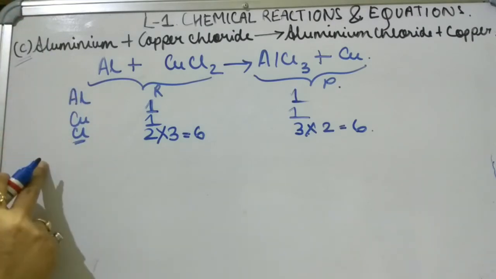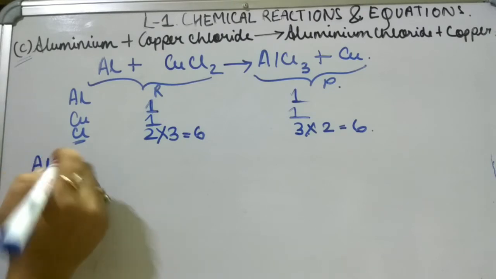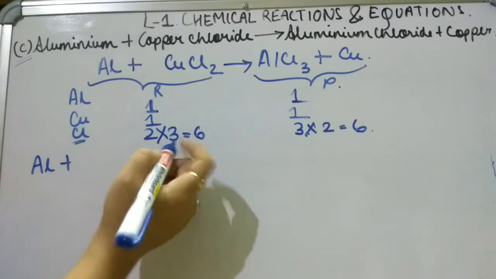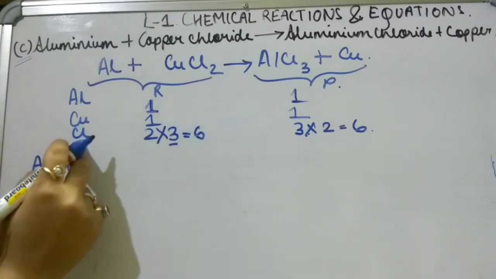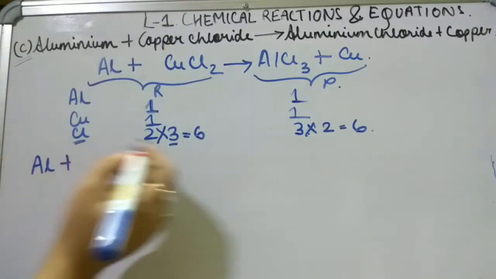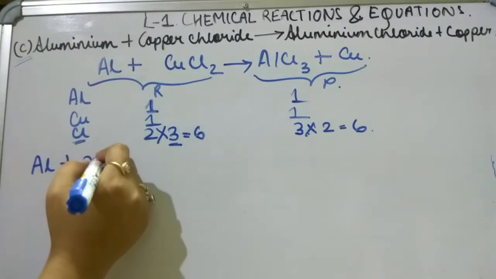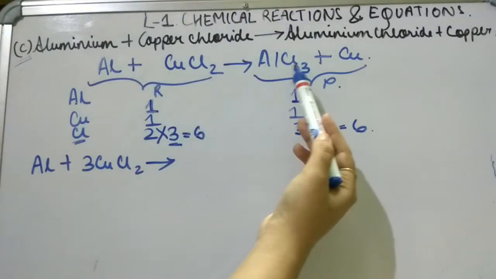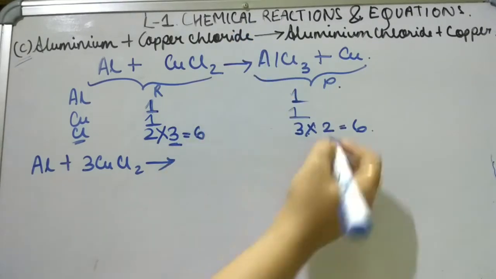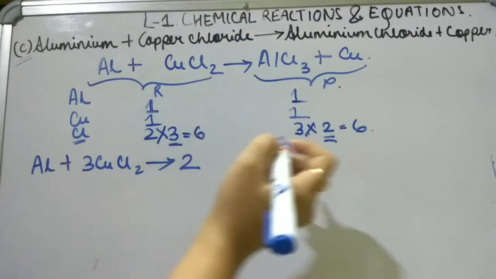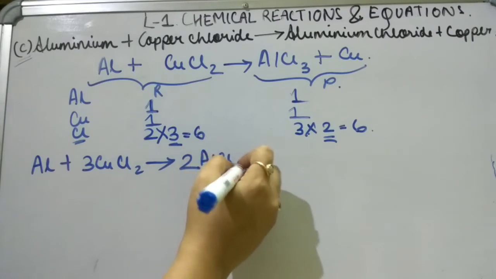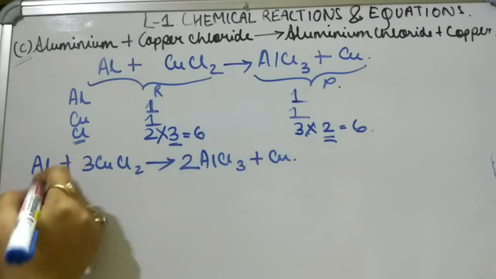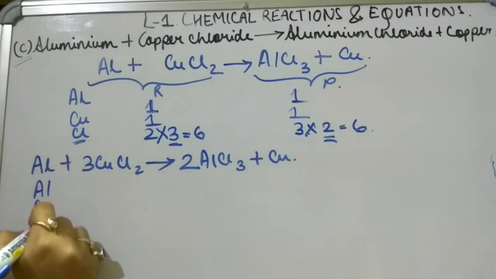The new equation will be Al plus 3 CuCl2. Why 3? Because for chlorine we have multiplied it with 3. 2 chlorine is already there, so here I can write 3 CuCl2, and it will give us 2 AlCl3. How will it give us 2 AlCl3? Because we already have 3 chlorine on the product side, so we take 2 from what we have multiplied, plus copper. So again we will calculate and see if they are balanced or not.